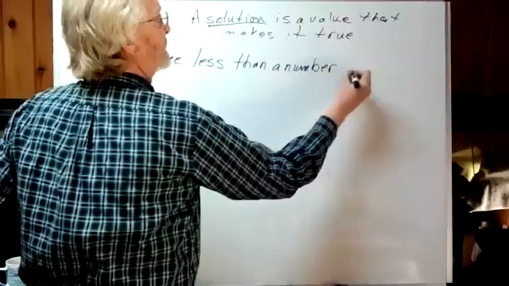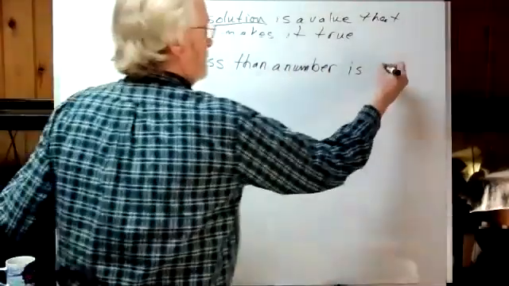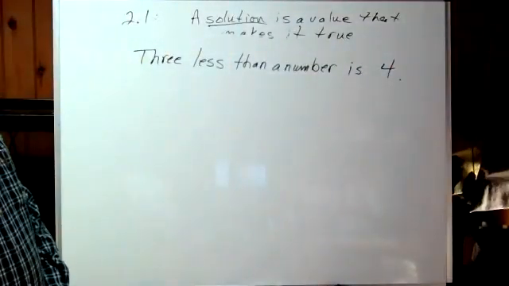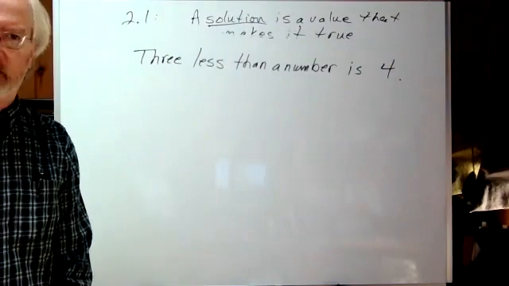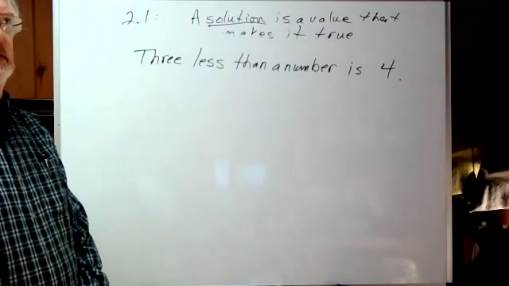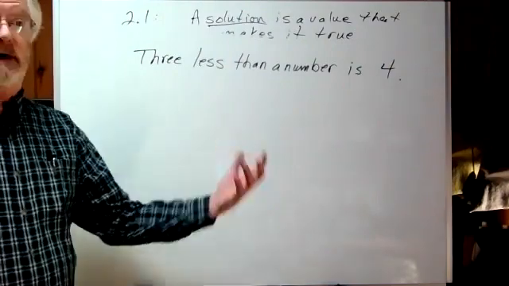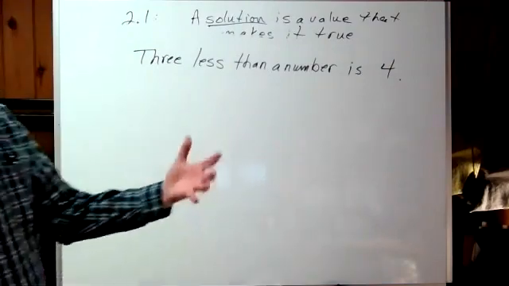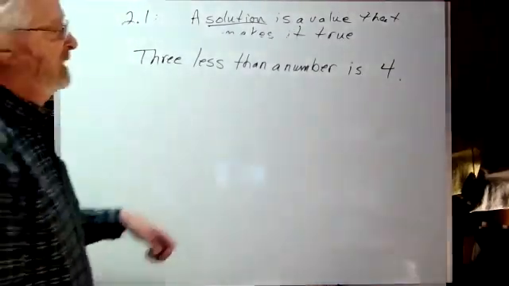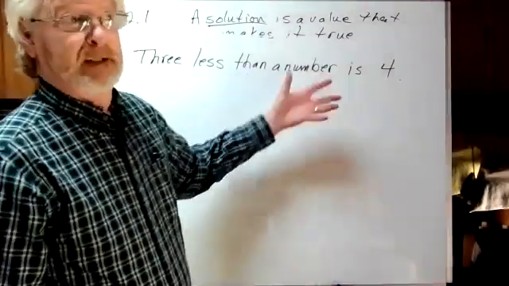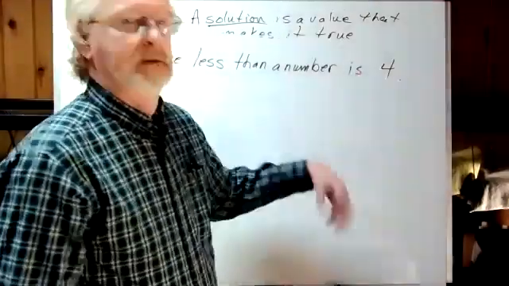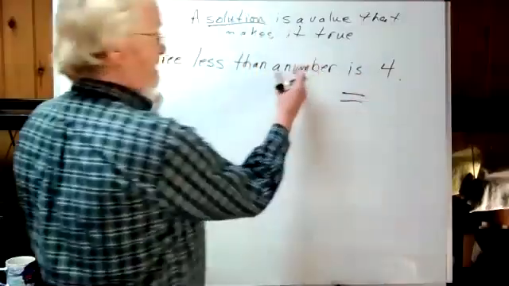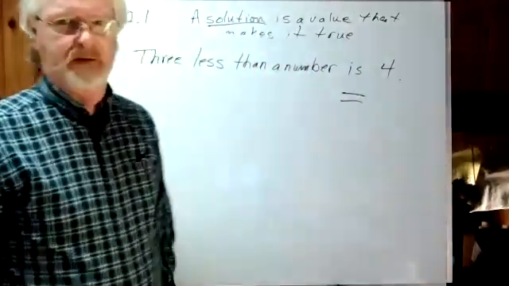3 less than a number is 4. All right, same kind of situation. We're going to translate this into an equation. Look for the part of this sentence that represents the equal sign. This is sort of the simpler version of the last one. Instead of writing out is equal to, it's just is. Is is going to stand for the equal sign. This stuff is 4.